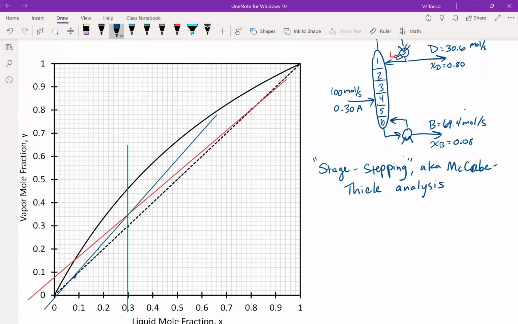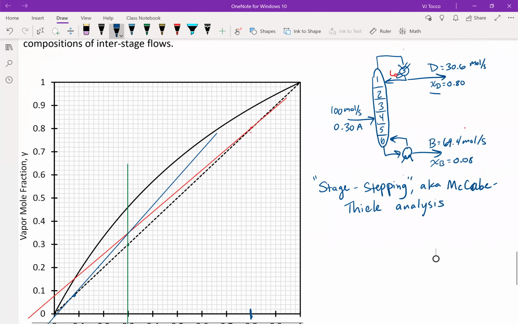So another name for the stage stepping process is McCabe-Thiele analysis, named after the 2 chemical engineers who came up with it as a graphical means to solve distillation columns. So on the graph, we already know what XD is. It's at 0.8. This is equal to XD.